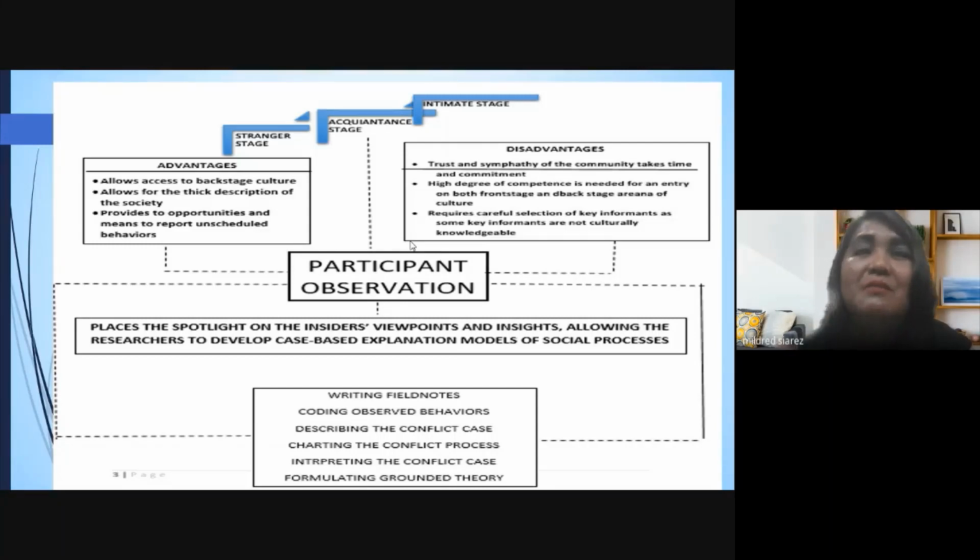When you return in the following weeks, they see you more often and become confident with you, and then you are no longer a stranger to them. It is the acquaintance stage, until such time that they really speak up and spill everything that you wanted to know, and that is the intimate stage. So we do hanging out, we do participant observation, we immerse, sometimes we live together with them and be one of them.